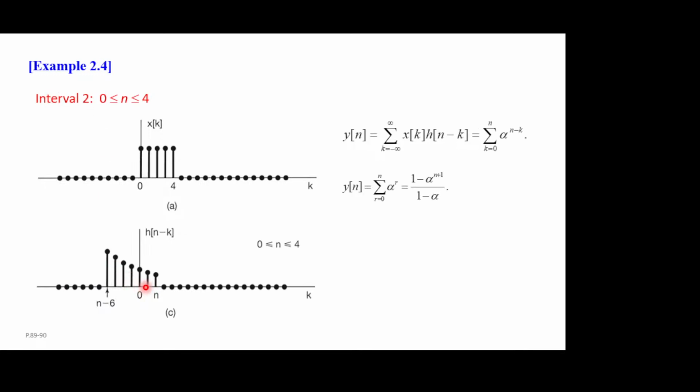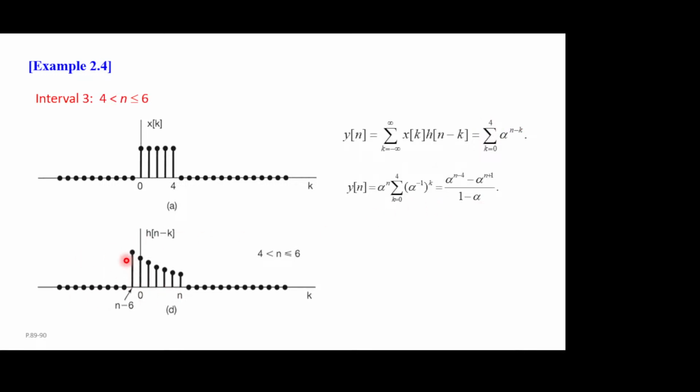Then when we have n between 0 and 4, there is a partial overlap between x of k and h of n minus k. Then you see the overlap is from 0 to n here, and you can sum them together, and here we usually put this as a geometric series so the summation is easier. So you sum this from 0 to n, and then you plug in the formula, and you get this result.